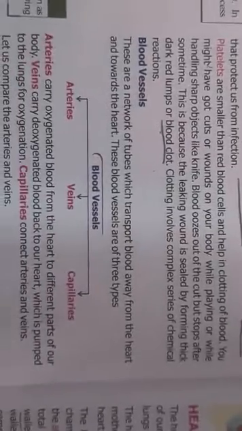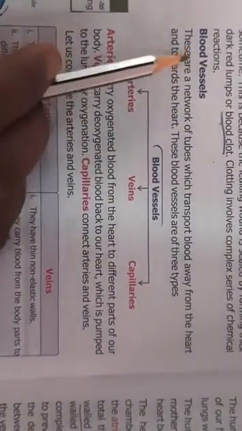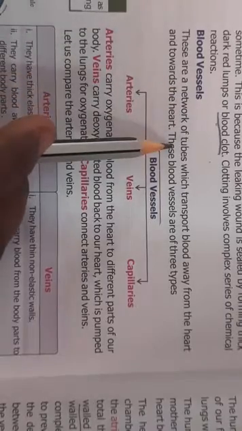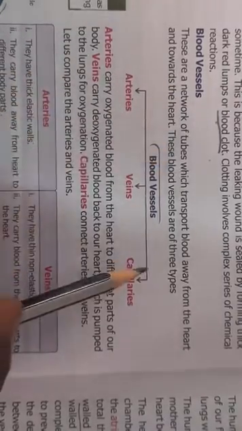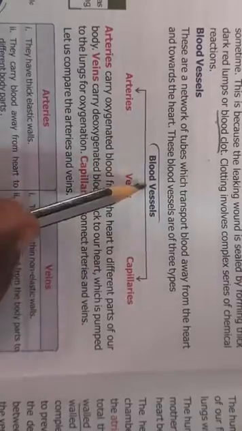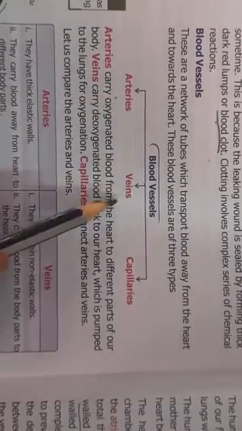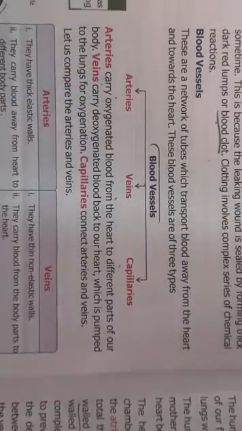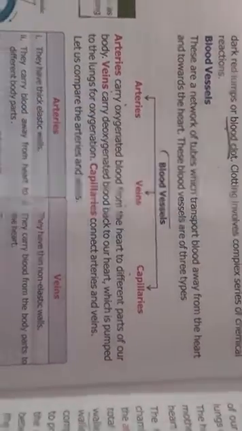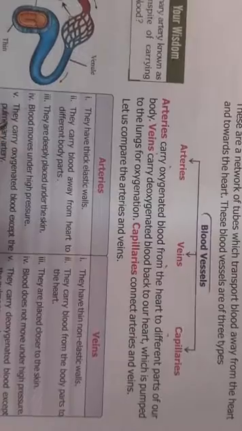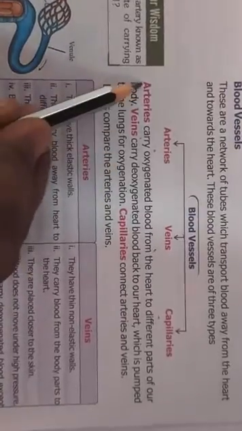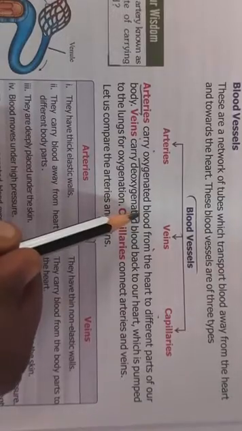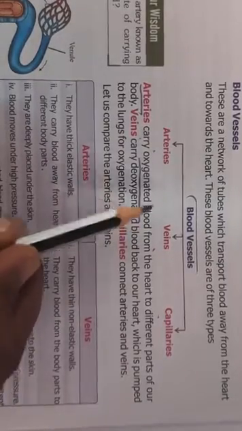The second part of the circulatory system is the blood vessels. Blood vessels are again a network of tubes which transport blood. These blood vessels are of three types: arteries, veins, and capillaries. What are arteries? Arteries carry oxygenated blood from the heart to different parts of the body. Okay? Arteries carry oxygenated blood. What do you mean by oxygenated blood? Oxygenated blood means the blood which is rich in oxygen.